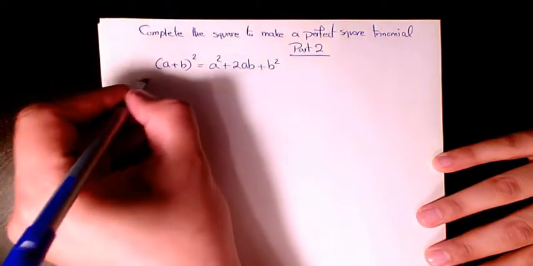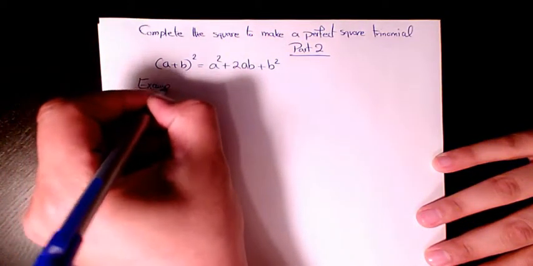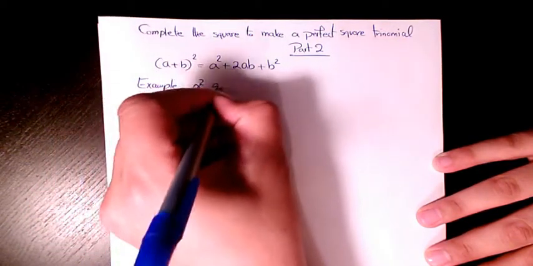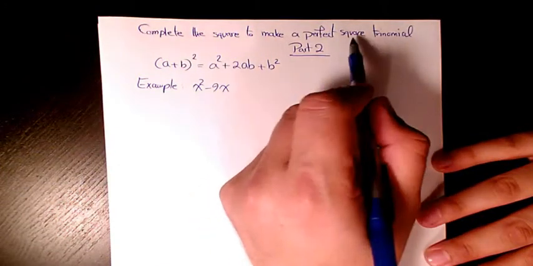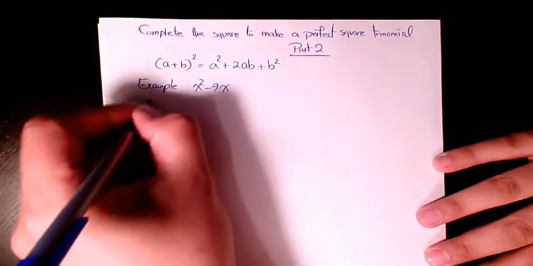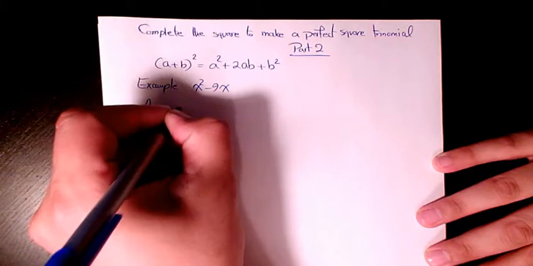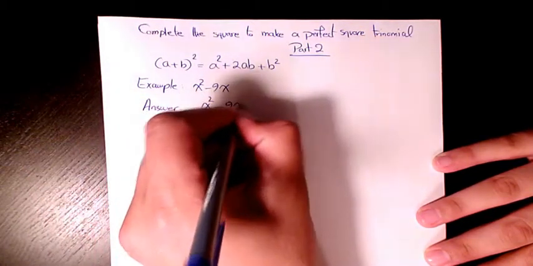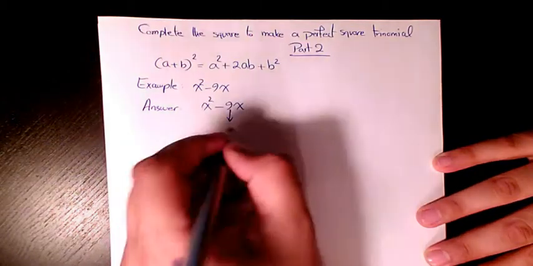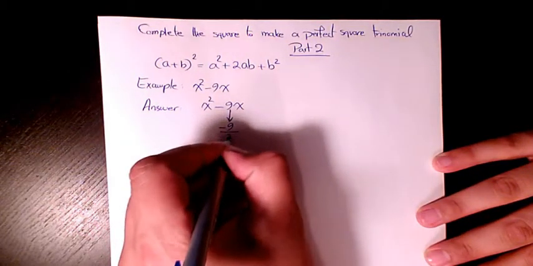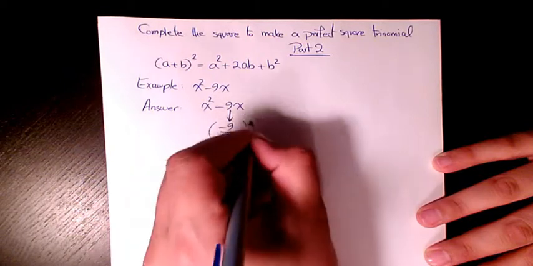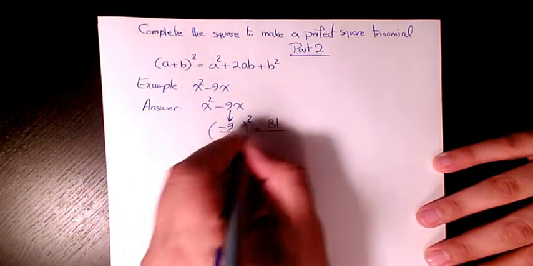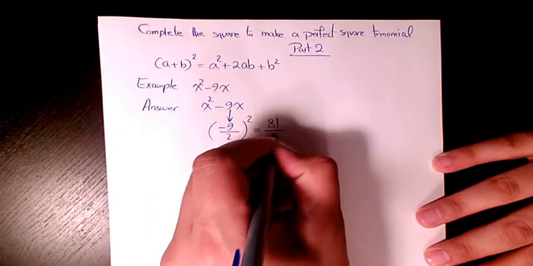And the first example I have is x squared minus 9x. We want to make it a perfect square trinomial. We have x squared minus 9x. That's the coefficient of x. We need to divide it by 2. Then we square that. Negative 9 to the power of 2 is positive 81. And 2 to the power of 2 is 4.